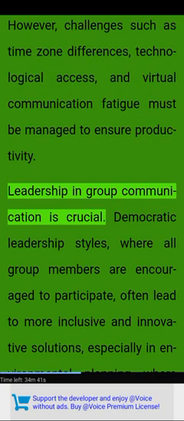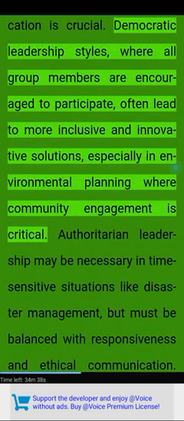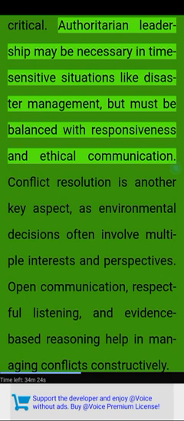Leadership in group communication is crucial. Democratic leadership styles, where all group members are encouraged to participate, often lead to more inclusive and innovative solutions, especially in environmental planning where community engagement is critical. Authoritarian leadership may be necessary in time-sensitive situations like disaster management, but must be balanced with responsiveness and ethical communication.